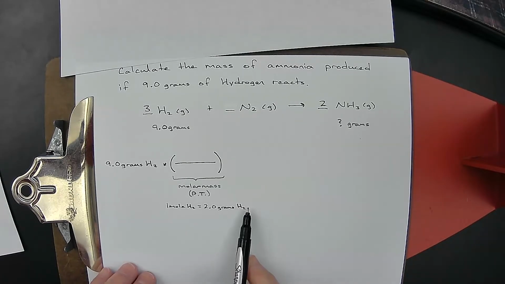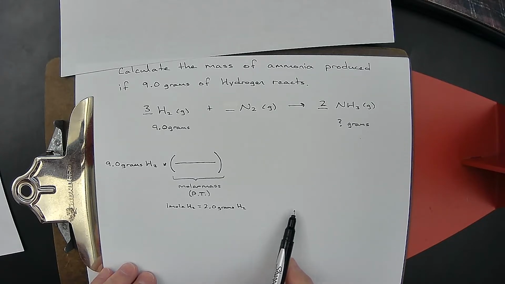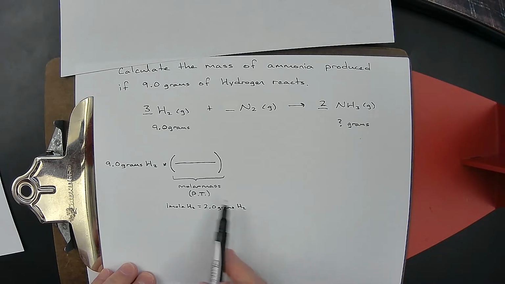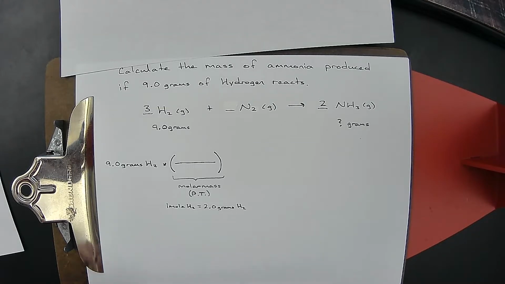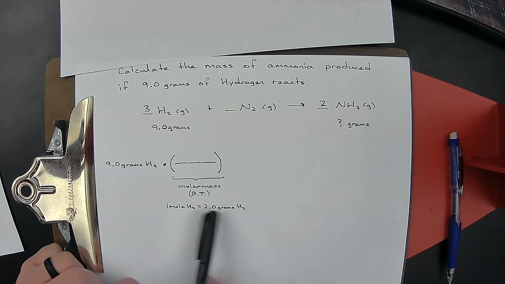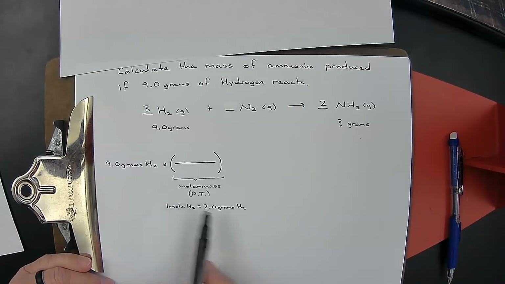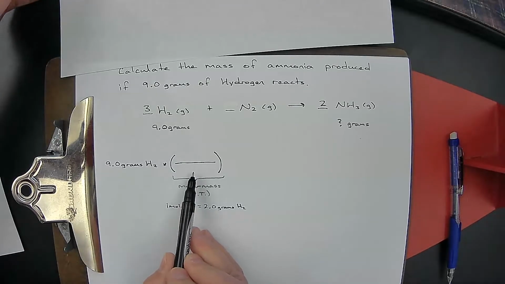I could also write equals 6.02 e to the 23rd, which also equals 22.4 liters. But I don't need those. I just need the molar mass, the mass of a mole. So now I've got to decide how to put this into the empty fraction. Since I have grams on the top, my grams are going to go on the bottom.